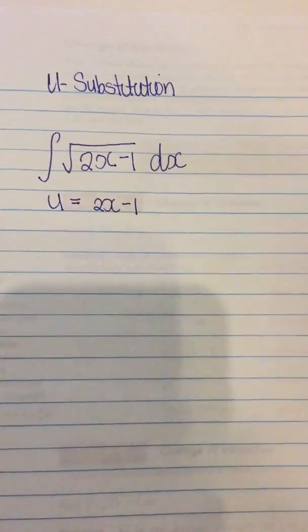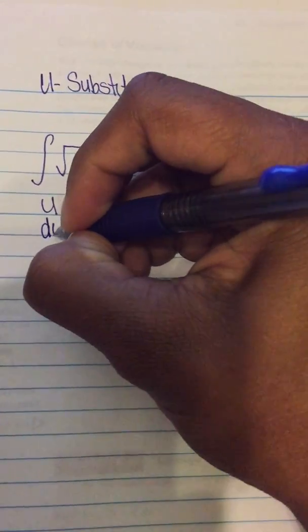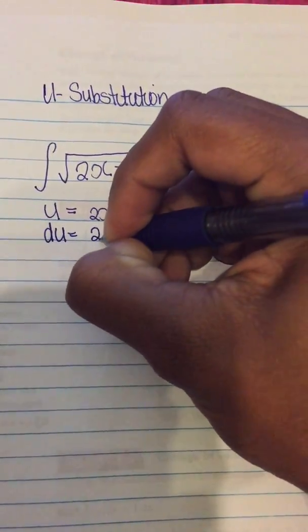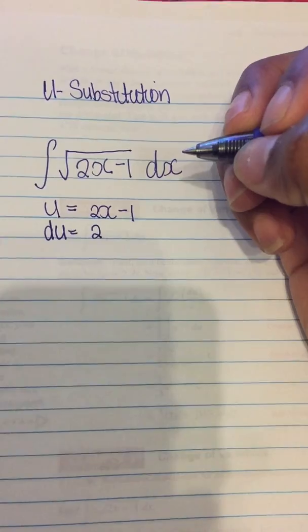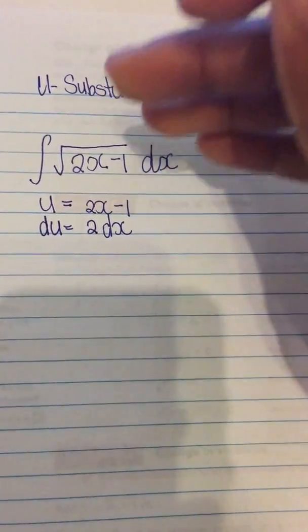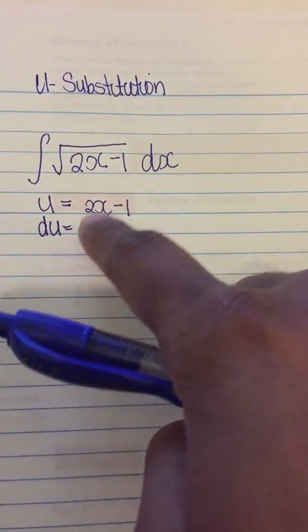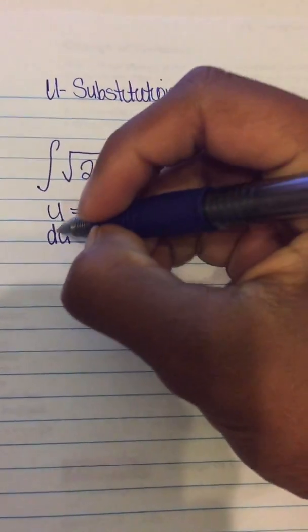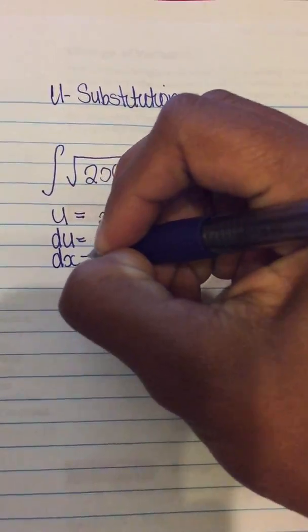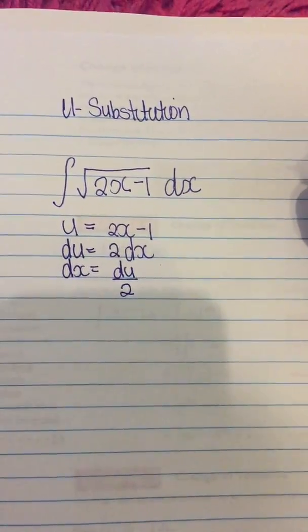Now we need du. du is just the derivative of u. So du would be equal to 2. But one thing you cannot forget is to have that dx in there. Always put dx whenever you're finding du. So it's du, whatever your derivative is, dx. Now we're just going to solve for dx. That would be du divided by 2.